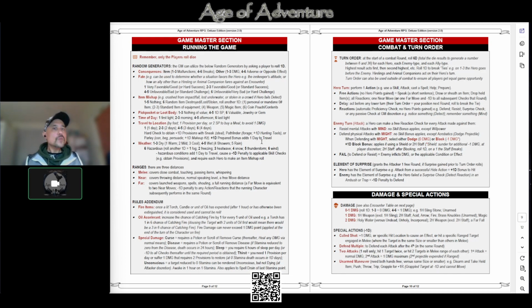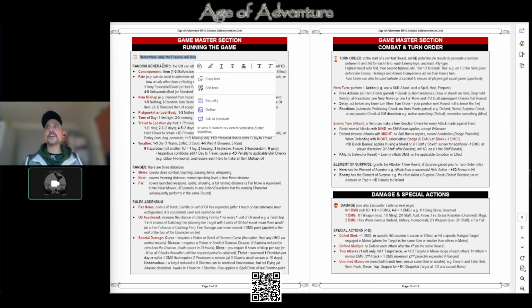The last 3 pages are the Game Master section. So players can read this section because Age of Adventure is a role-playing game system, so it doesn't hurt if they read this section, but I've defined it as a Game Master section, so the players don't really need to know this section if they were wanting to look at the rules.